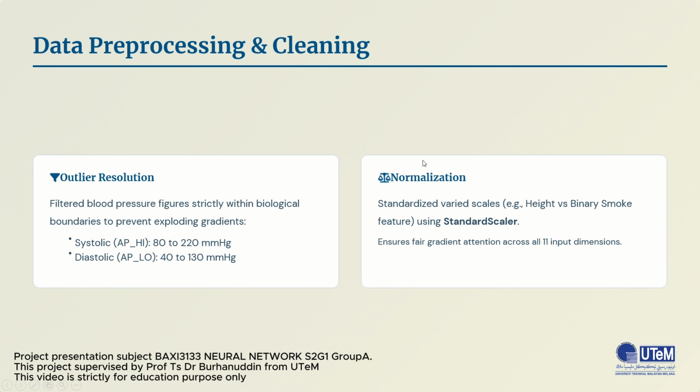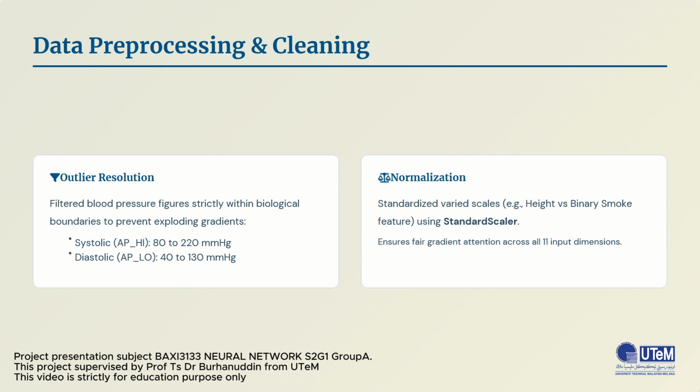So for data preprocessing and cleaning, before a neural network can process any medical data, the data must be clean and prepared. In our case study, raw clinical records contain massive biological anomalies such as blood pressure records at 11,000 and or negative numbers. If we pass these extreme numbers into our continuous sigmoid function, it causes a severe mathematical failure known as exploding gradients. The errors become infinitely large and completely destroy the network's ability to learn.